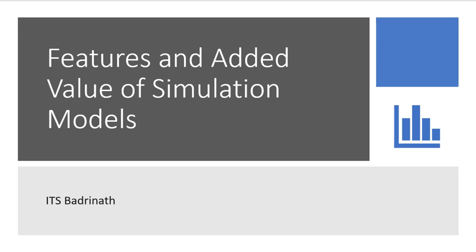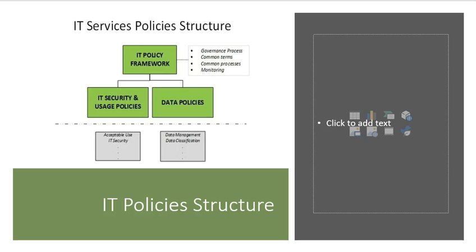So maybe it might be very difficult for you to understand what I'm telling you. So before I go into the topic, I will try to show some examples of what IT governance is and how it is implemented in real time. This is a simple diagram that details how a policy structure is created and how it is implemented for an organization.